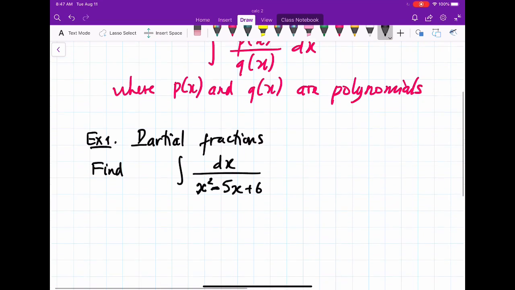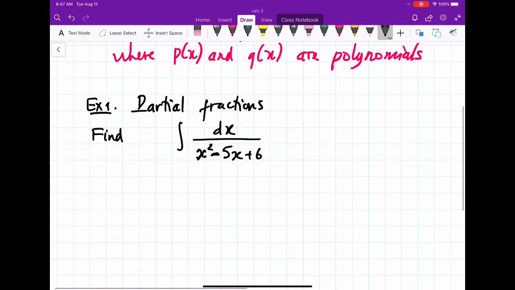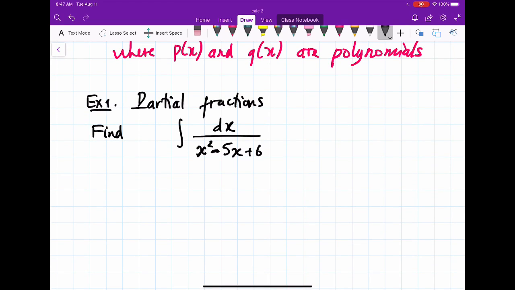The first example: we need to find the antiderivative of the function 1 over x squared minus 5x plus 6. So you have x squared minus 5x plus 6, that is a quadratic function, right? And in the previous lecture, we studied three forms involving quadratic functions. The first one is x squared minus a squared, then a squared minus x squared, and a squared plus x squared. You might involve a square root, that's fine.